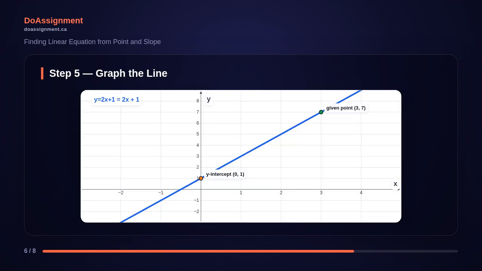Here is the graph of y equals 2x plus 1. The line crosses the y-axis at (0, 1), and you can see that the point (3, 7) sits right on the line, confirming our answer.